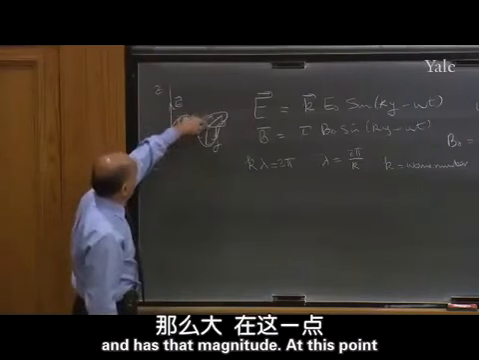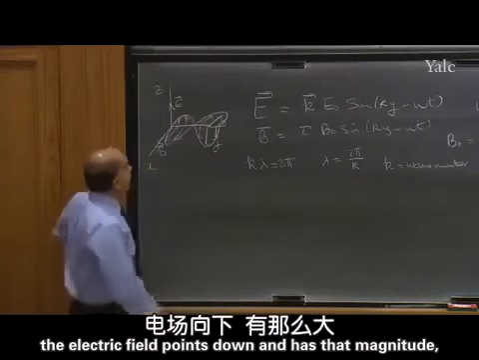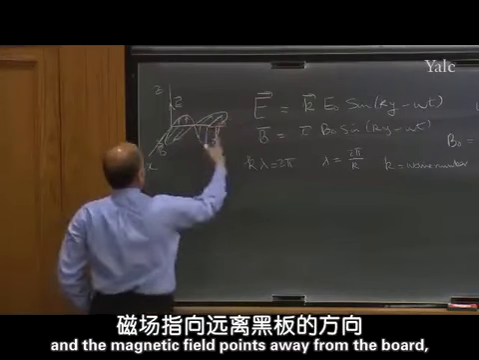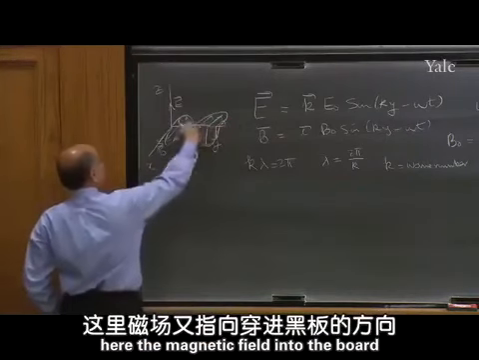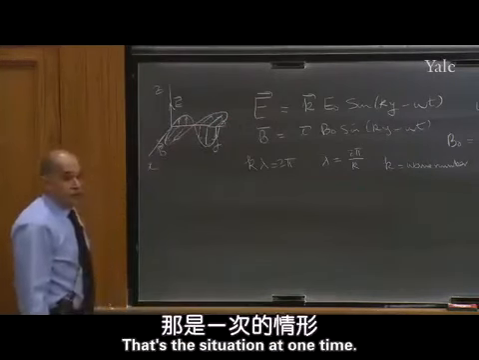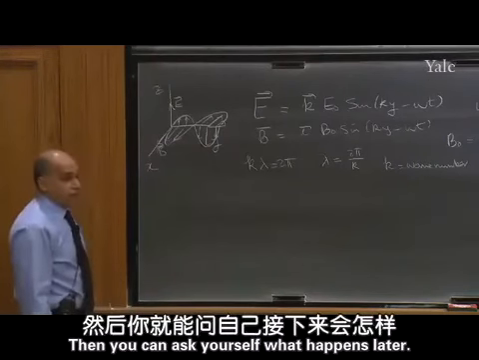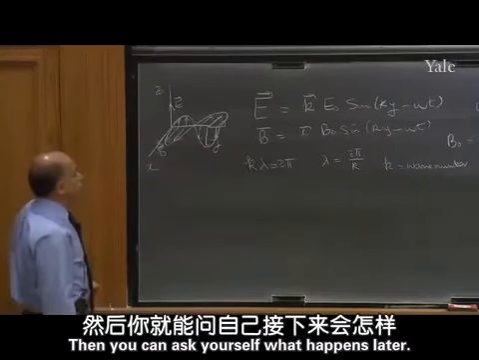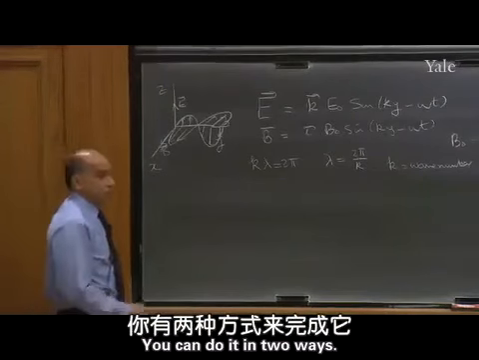At this point, the electric field points down and has that magnitude. And the magnetic field points away from the board. Here, the magnetic field is into the board and away from the board. Okay? That's the situation at one time. Then you can ask yourself, what happens later?